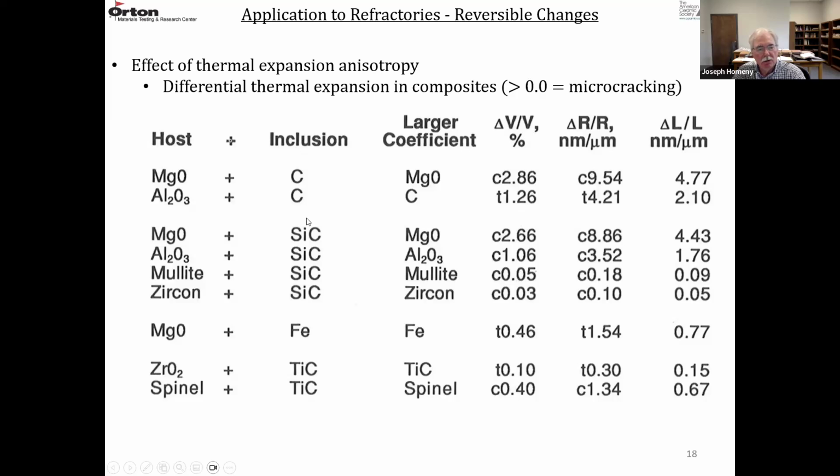And if the inclusion is in the form of a fiber, you'll have a radial difference or an axial difference, a delta R over R or a delta L over L. So in any of these cases, they're greater than 0. So in any of these composite materials, you have the potential for microcracking.